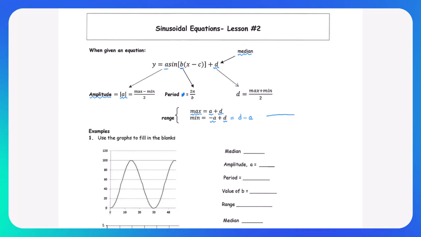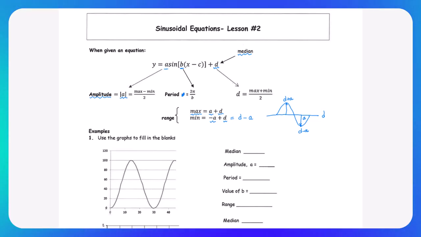And if we want to think about that in terms of a sinusoidal function, this represents our median value. And remember, if we're going down, it's still a positive a. So this minimum here would be d minus a. And then this way we're going up from the d value, so it's d plus a. So now that we know this, we're going to look at our graph and see if we can figure out what the parameters of this graph are.